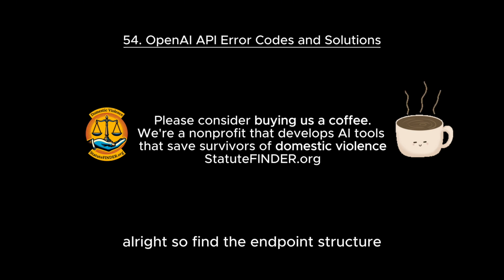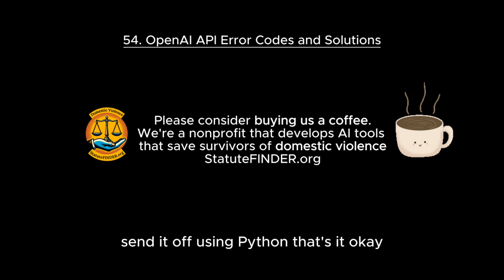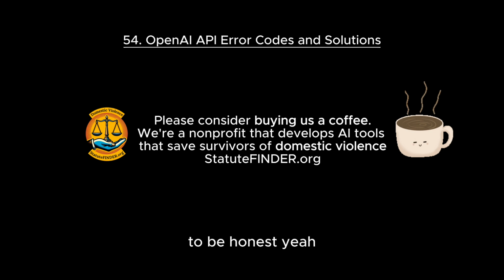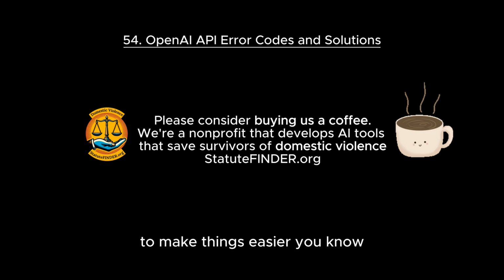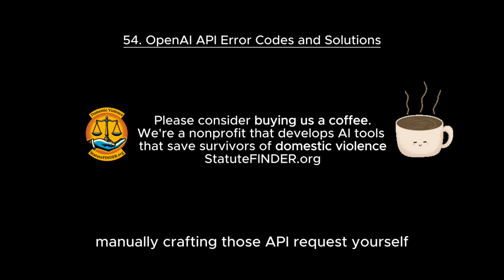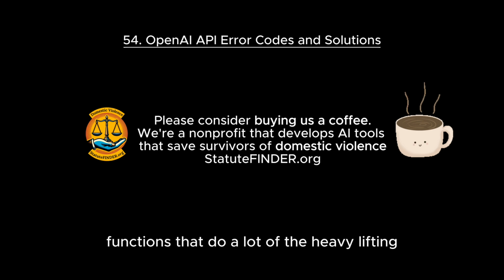All right, so find the endpoint, structure my request with the parameters, API key in the header, send it off using Python. That's it. Okay, that still sounds a bit overwhelming, though, to be honest. Yeah, it can be a bit daunting at first, but that's where the OpenAI Python library that we mentioned earlier comes in to make things easier. You know, it's like a trusty sidekick. Instead of manually crafting those API requests yourself, the Python library actually has convenient functions that do a lot of the heavy lifting for you.